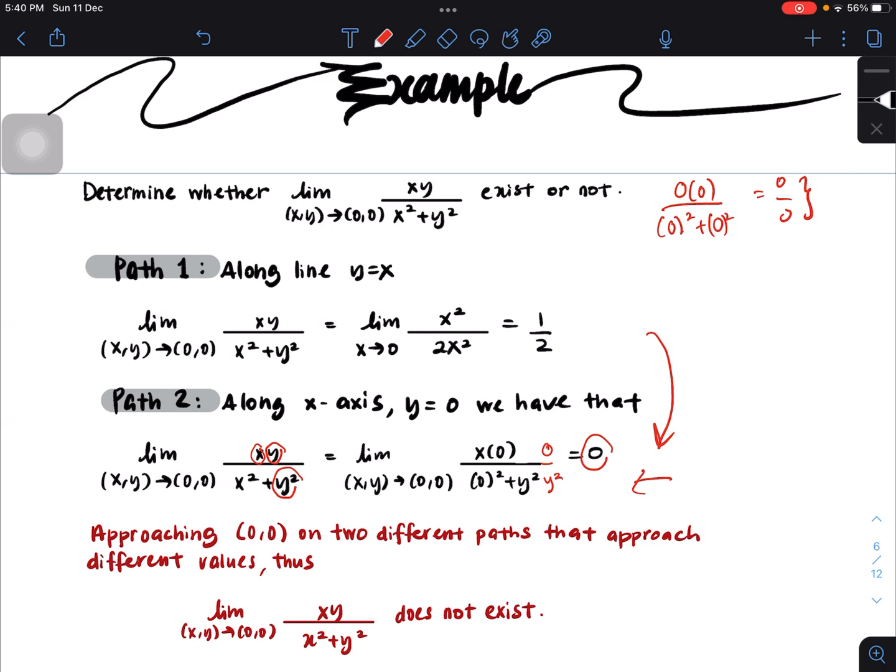So how to find another path? You see at the function here, what is the substitution that makes the function simpler? That makes you able to simplify the function. Let's say I want to substitute the y with x. So I make the path to be y equal to x. When I make the path y equal to x, I will substitute the value of y here with x. So what will you get? x multiplied by x divided by x square plus x square. So you make this function simpler. It will be x square over x square plus x square, which is 2x square, and then you can simplify, you will get 1 over 2.